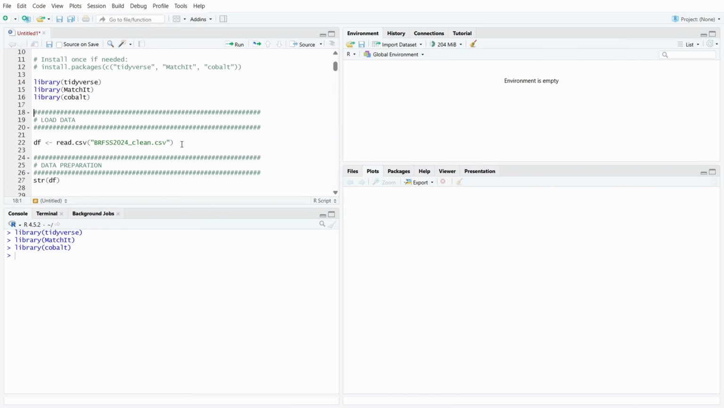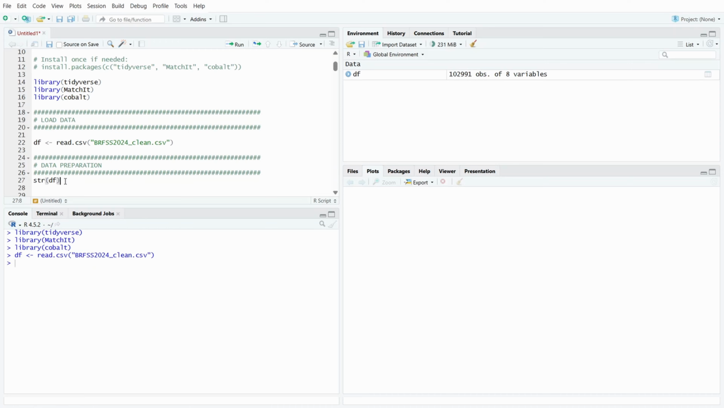Next, we load a cleaned BRFSS dataset. We import the file into R and store it as a data frame named df. At this point, we now have a dataset where each row likely represents one survey participant and each column represents variables such as insurance status, health outcomes, age, income, and employment.